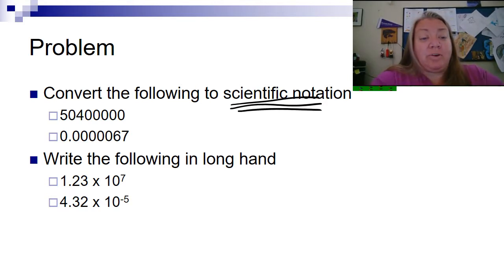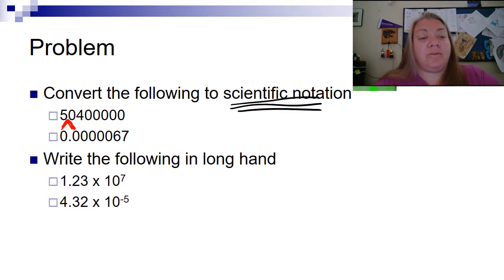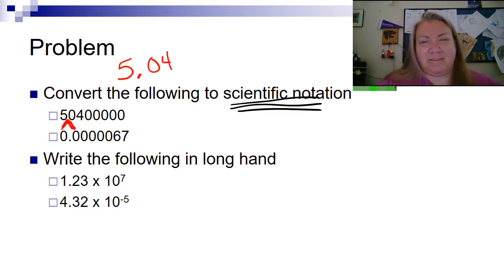Well, the first number is a really, really big number. That means we're going to have a positive exponent. When we look to figure out where we're going to put the decimal point, the decimal point is going to go, I'm going to change my ink color here, right after your first non-zero number. So it's going to go right after that 4. So I'm going to put 5.04.